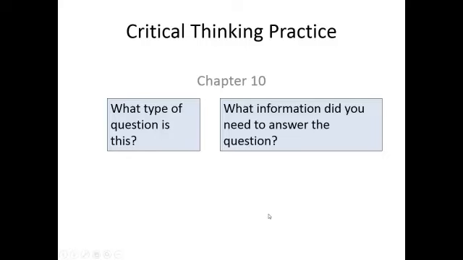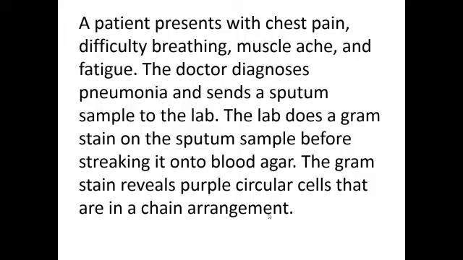Here are the answers to the critical thinking practice questions for Chapter 10. Here's our first scenario. We've got a patient with pneumonia, and we do a gram stain, and we find that the cells stain purple, and they're circular, and they are in a chain arrangement.